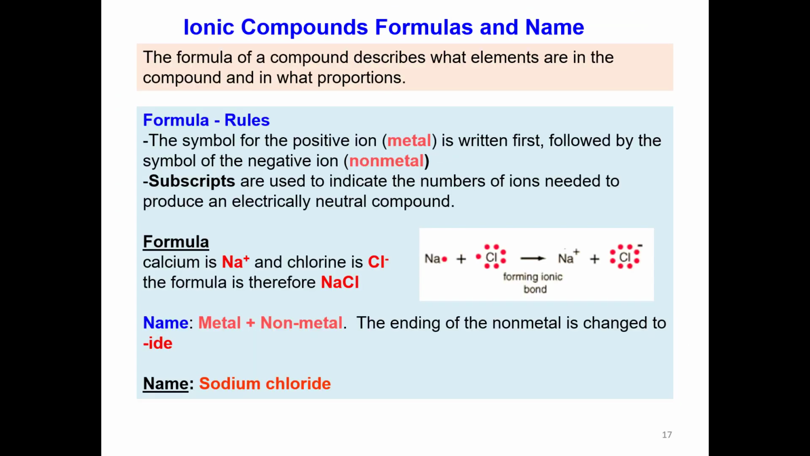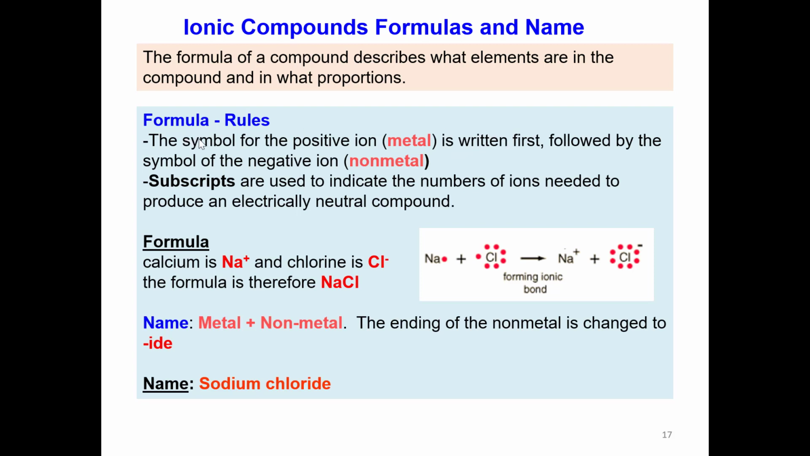If we have an ionic compound, we want to know how to write the formula of that compound and how to write the name. The formula of the compound describes what elements are in the compound and in what proportions. Let's first talk about the formula. What are the rules? For the formula, first we write the symbol of the positive ion, meaning the metal.